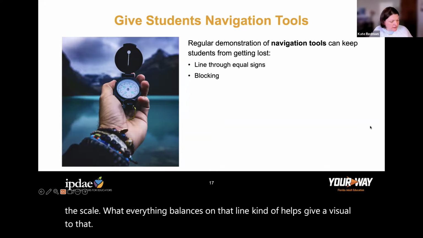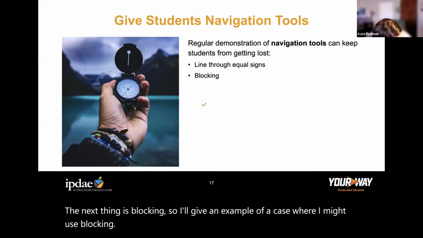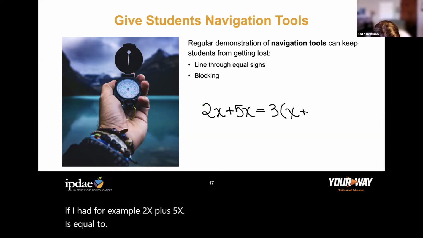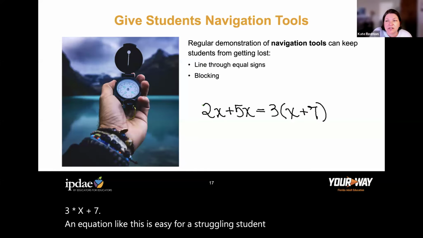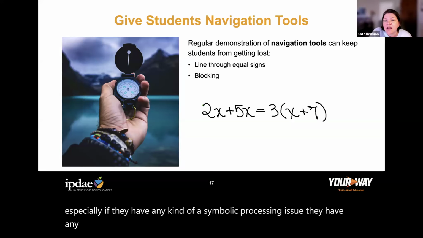The next thing is blocking. So I'll give an example of a case where I might use blocking. If I had, for example, 2x plus 5x is equal to 3 times x plus 7. An equation like this is easy for a struggling student to get lost in, especially if they have any kind of a symbolic processing issue, any kind of a learning disability. It's just complete symbolic overwhelm.